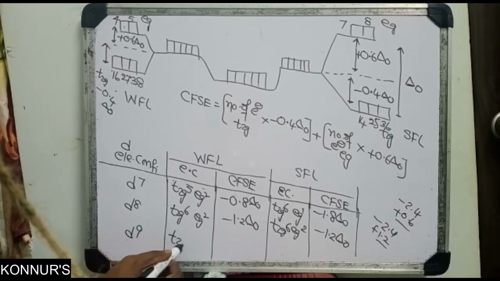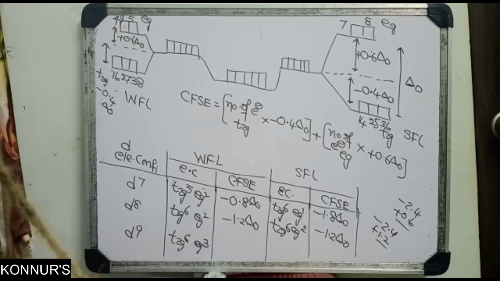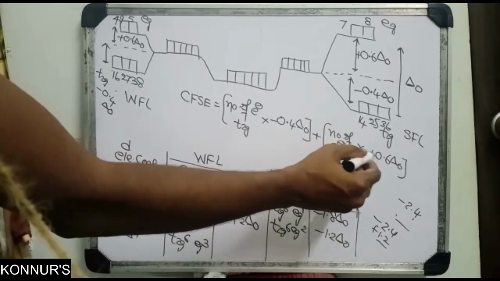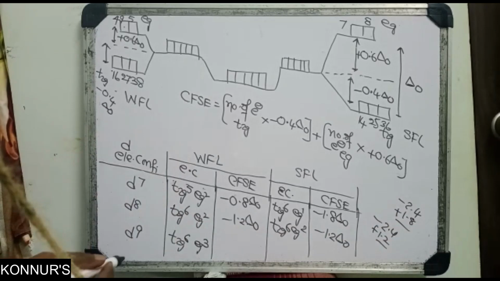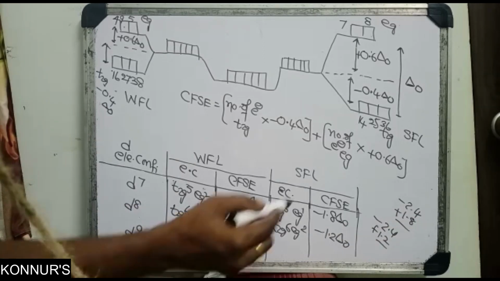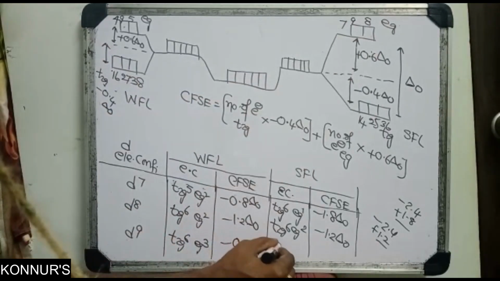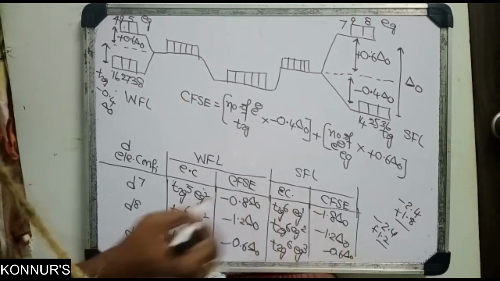d9. So t2g6 here, the ninth electron, so eg3. Minus 2.4 here plus 1.8, that means minus 0.6 delta 0. Here the ninth electron combines with the seventh, so here also the same t2g6 eg3. So the value is minus 0.6 delta 0.